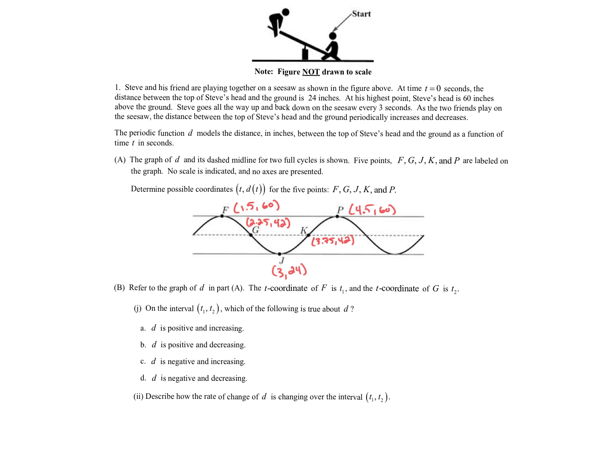All right. Part B. Refer to the graph of D in part A. The t-coordinate of F is t sub 1, and the t-coordinate of G is t sub 2. On the interval from t sub 1 to t sub 2, which of the following is true about D? Is D positive or negative? I'm looking at my y values. They're positive, and because it's a distance, they're going to be positive.